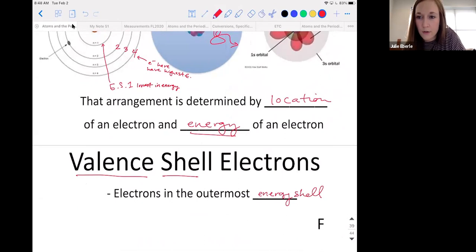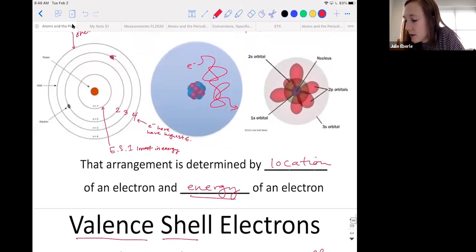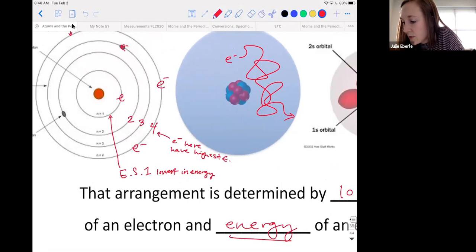Electrons in the outermost energy shell. Okay, so if we were looking at this picture up here, any electron on this outer shell that was flying around, we would call that a valence electron. But guess what? Electrons that are on this first shell are not valence electrons. Okay.